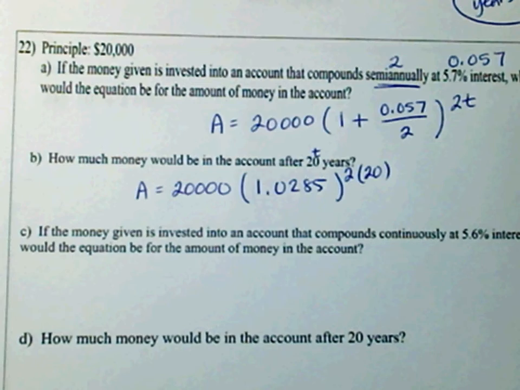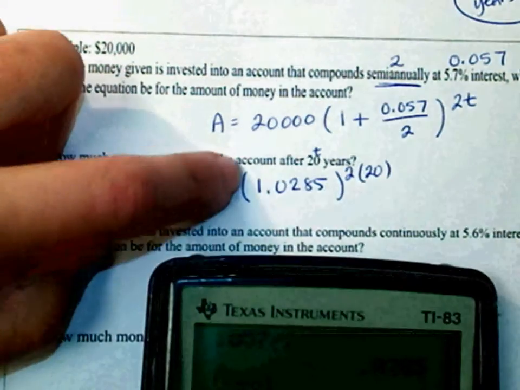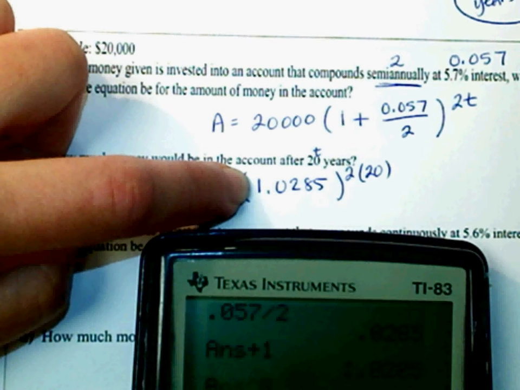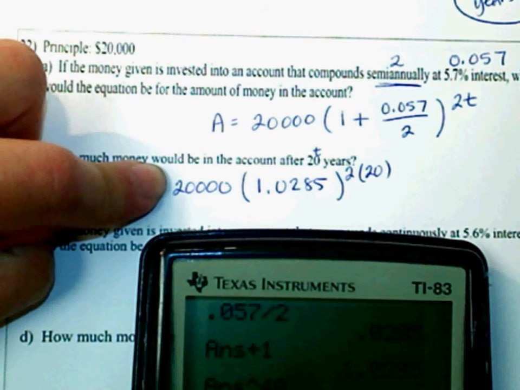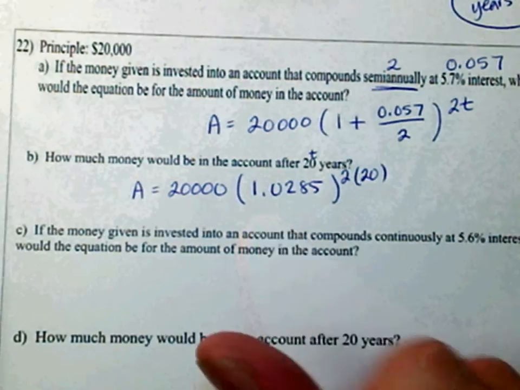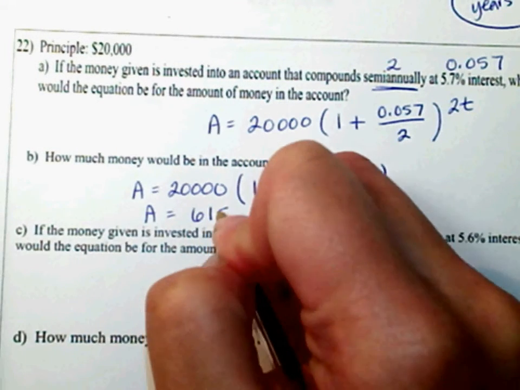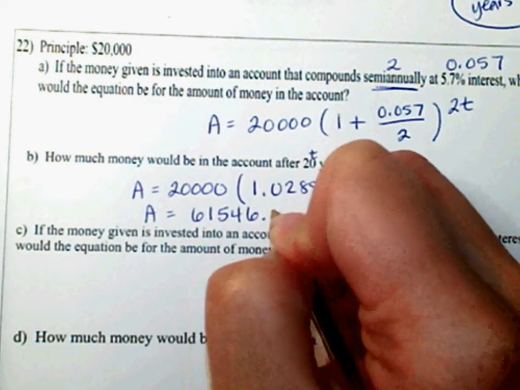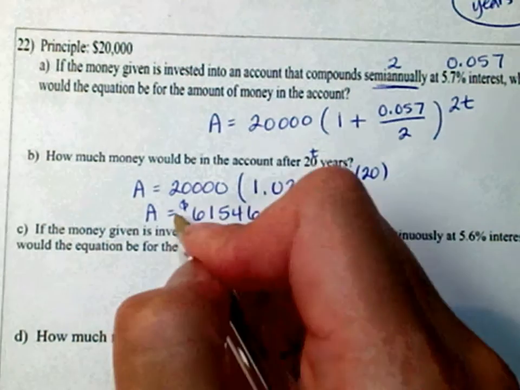Order of operations matters. So 2 times 20 is 40. So I'm going to take this number, raised to the 40, okay, times 20,000. You can write it all at one time if you want. So how much money will be in the account after 20 years? It will be $61,546.28. So that's the amount you will have at the end.